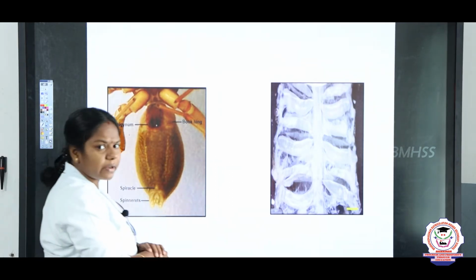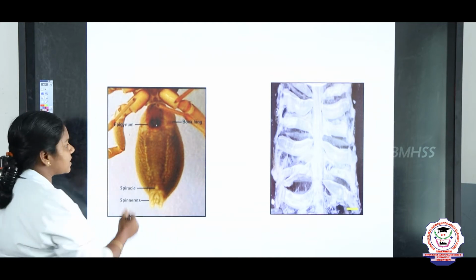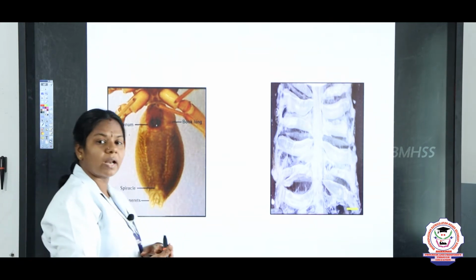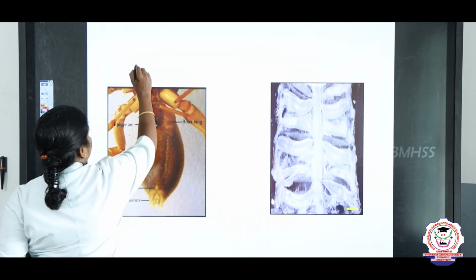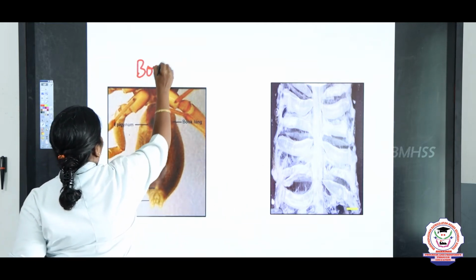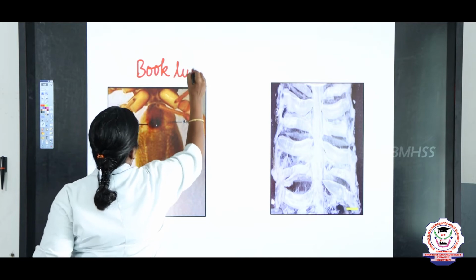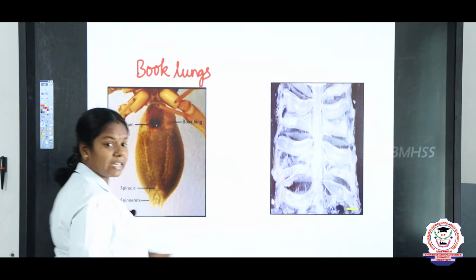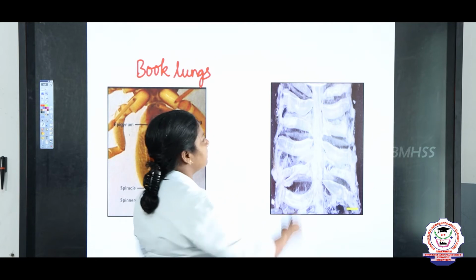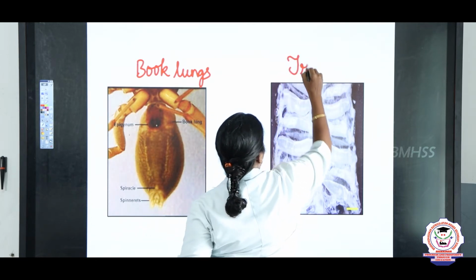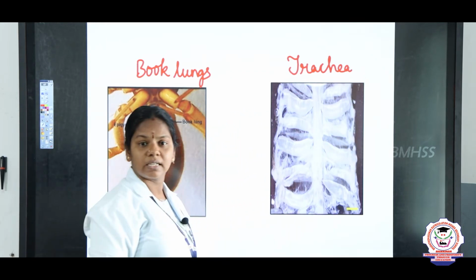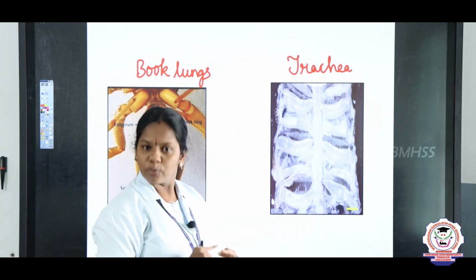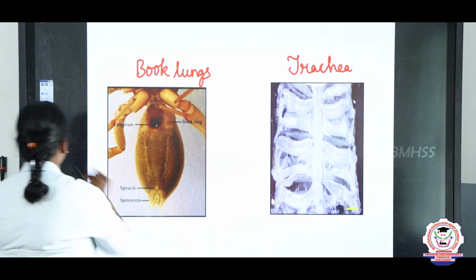And some other respiratory organ is that some of the insects possess the book lungs. Why do we call it a book lung? Because it is closed in the shape of a book. It is folded like this in the shape of a book. Hence we call it, what is the respiratory organ? Book lungs. And finally trachea. Like us, some insects also possess trachea. So what are all the respiratory organs we discussed? Gills, book lungs and trachea.